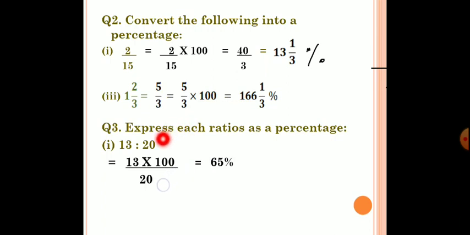Next, question number 3. Express each ratio as a percentage. So 13 is to 20. Now see, the ratio means generally we are dividing the numbers. So 13 is to 20 means we can write it as 13 by 20. Then multiply the fraction by 100. So 20 and 100 is divisible, that is 5 twenties are 100. So there is nothing in the denominator. We'll have 13 into 5, which is equal to 65%.